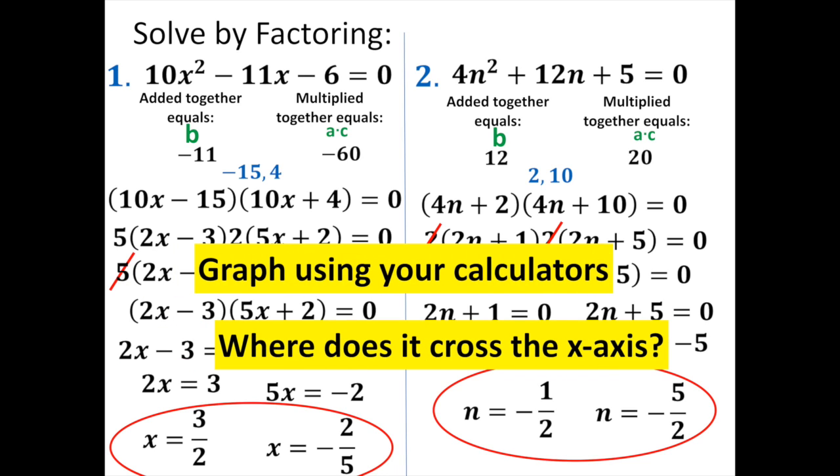You can also graph these on your calculator to see where they cross the x-axis. And if you'll do number 1, you'll see that it crosses at 1.5 and at negative 0.4. That's the decimal version of those, but that would be where it actually ends up crossing.